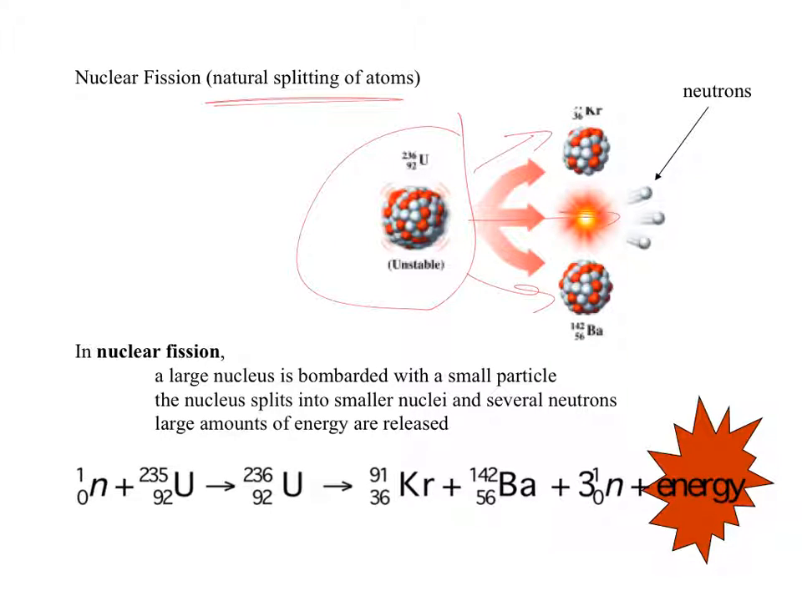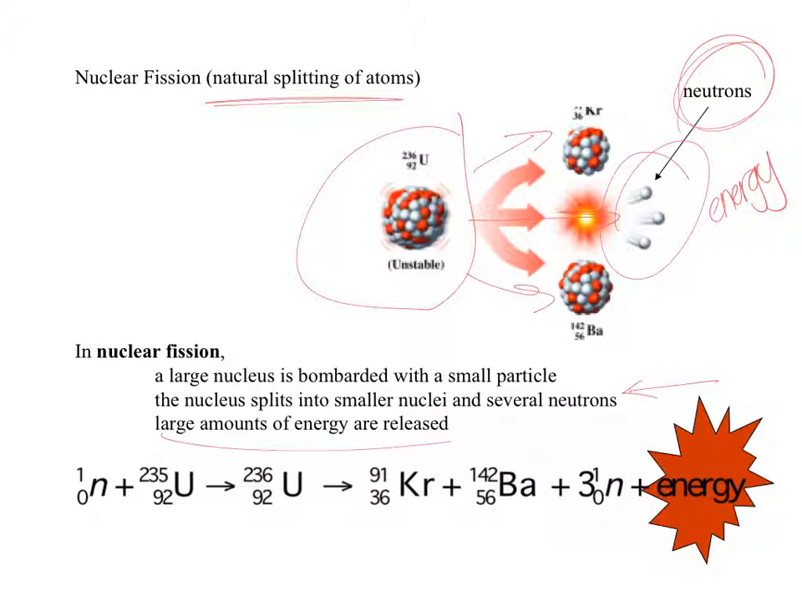So this is a big unstable nucleus that looks like uranium-236, and it breaks apart into many smaller particles. And because it's unstable, radioactive, as it does this, it also gives off lots and lots of energy, and this one happens to give off neutrons as its radioactive particle. You can see down here the definition of nuclear fission: a large nucleus, something that has a very large nucleus, typically uranium size, is bombarded with a small particle, and the nucleus splits into smaller nuclei and several neutrons.